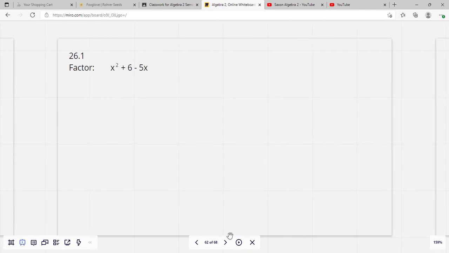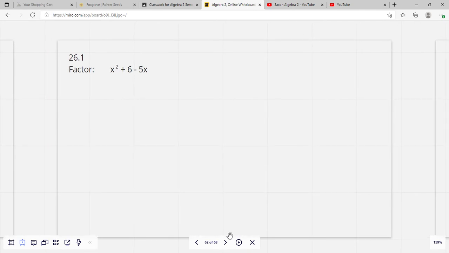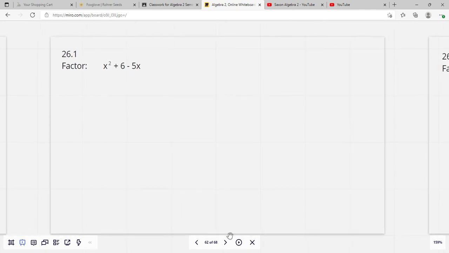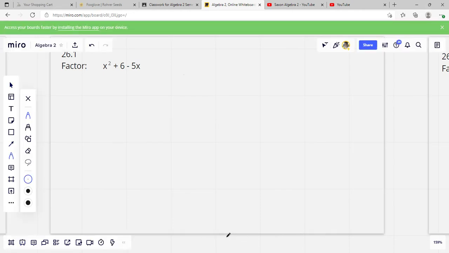So the first example. All right. The first thing you have to do before you can start factoring a trinomial is make sure that they're all in the right order. So we always want our squared term first, then our x term in the middle, so minus 5x, and then our plus 6 on the end. Okay, always make sure they're in the right order. Then we're just going to draw two sets of parentheses, and we're going to put an x in the beginning.